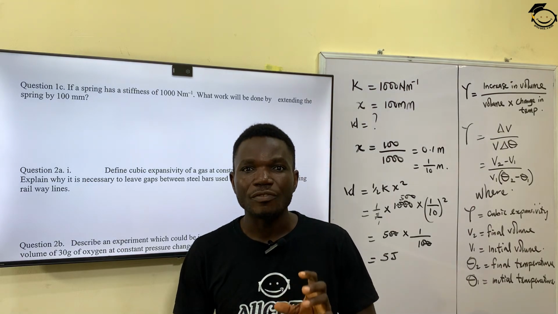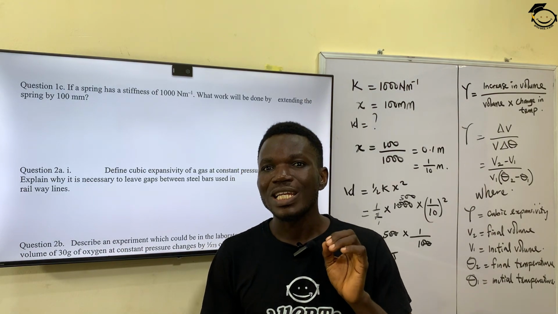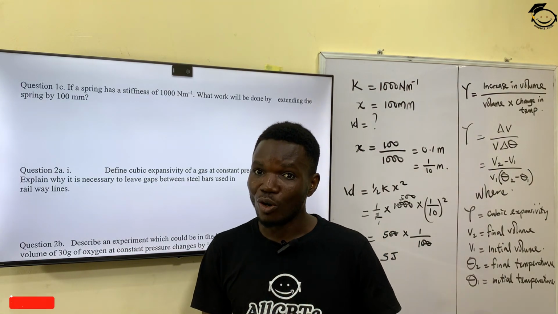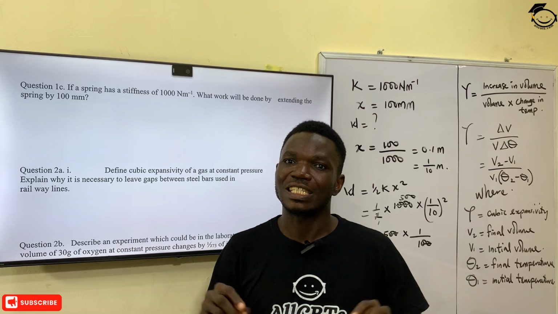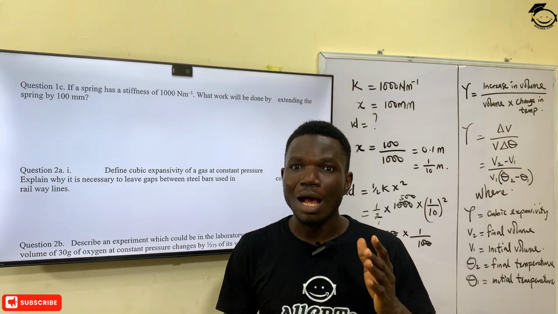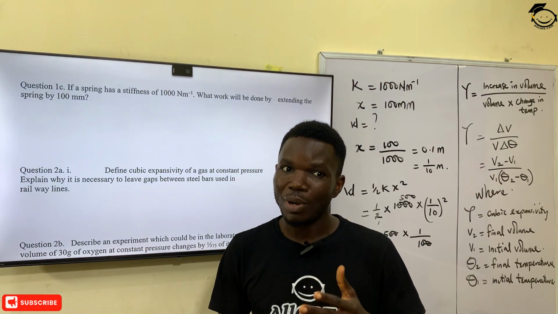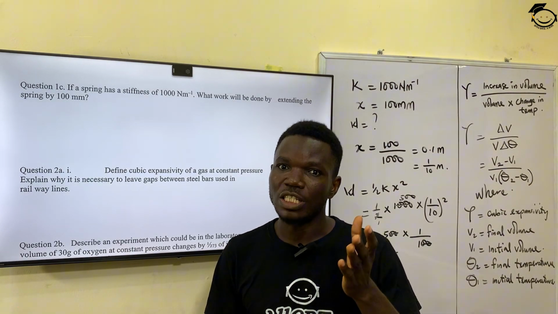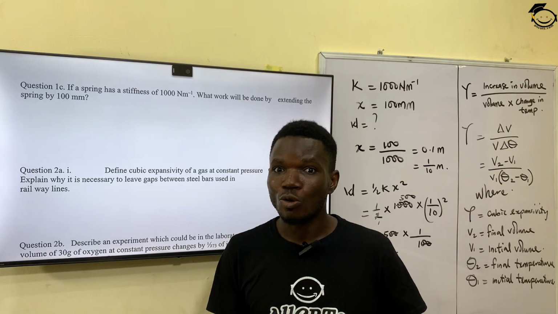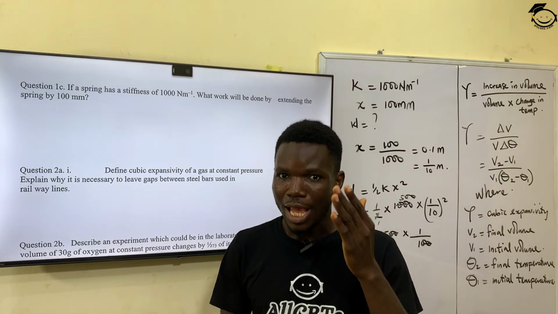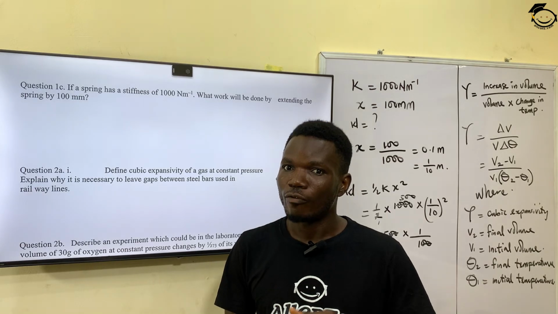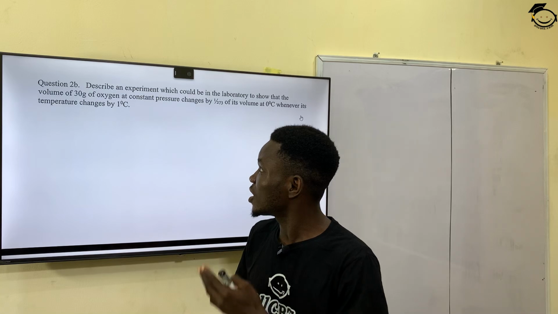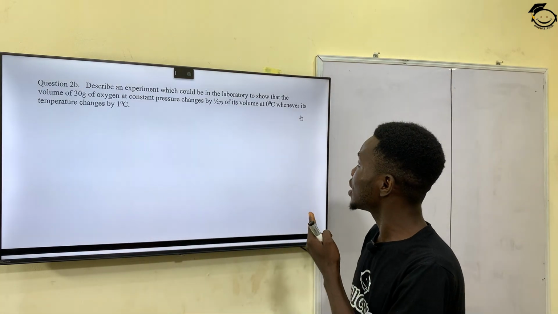So the gaps are left for expansion when there is increase in temperature. Because whenever there is increase in temperature, there is going to be increase in the length of the steel bar. So those gaps are left there for the expansion. If gaps are not left, after the expansion, there will be shifting of the bars. Hence, it will lead to accident on railways. So hence the gaps were left there for expansion.